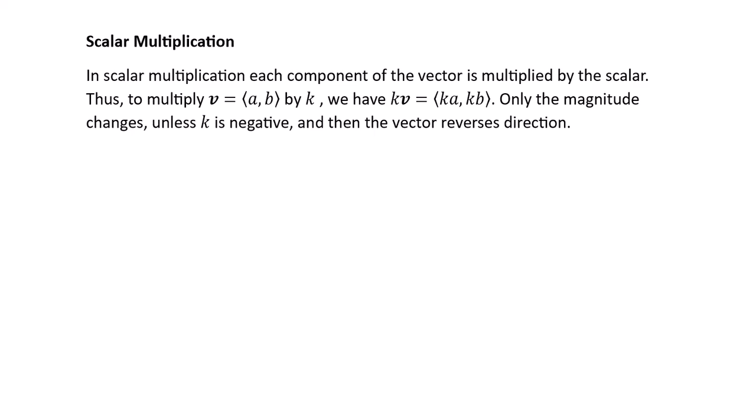Scalar multiplication. In scalar multiplication, each component of the vector is multiplied by the scalar. Thus, to multiply vector v = (a, b) by k, we have kv = (ka, kb). Only the magnitude changes, unless k is negative, and then the vector reverses its direction.